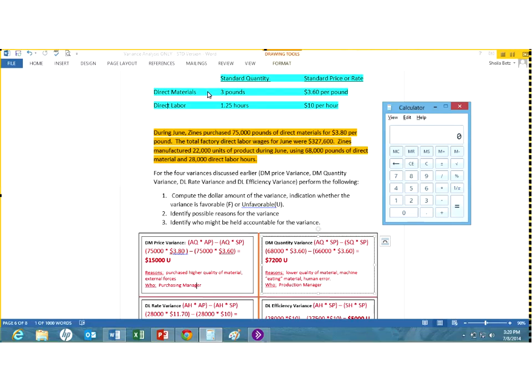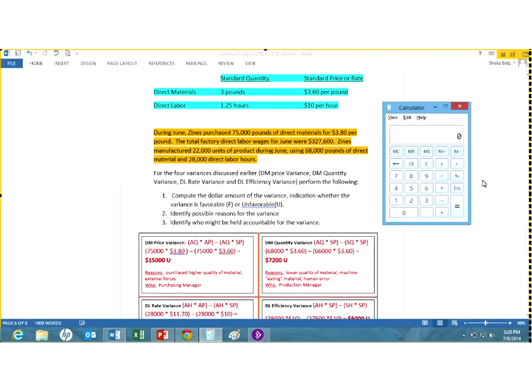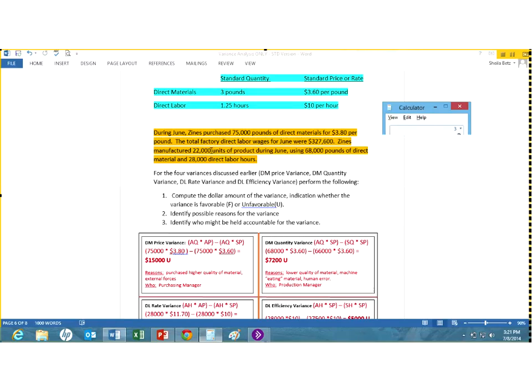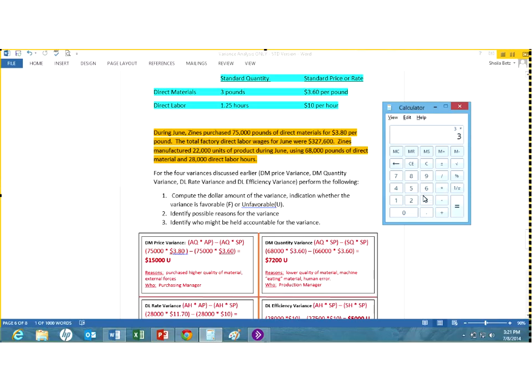They tell us up here in the standard area that they expect to use 3 pounds of material for every product. And they made 22,000 units. So based on what we had expected, if they made 22,000 units, they should have only used 66,000 pounds. So that's how I got my SQ. And then I would times that still by the standard price of $3.60. If you do that, you get $7,200.